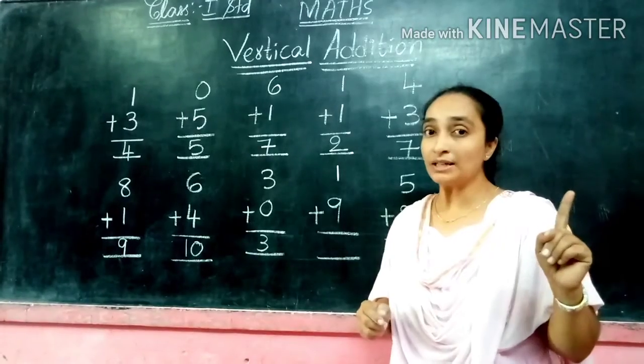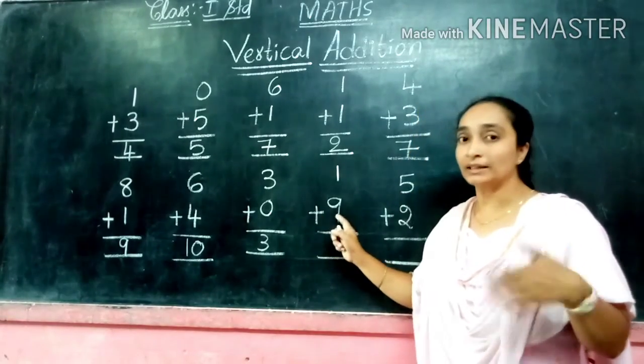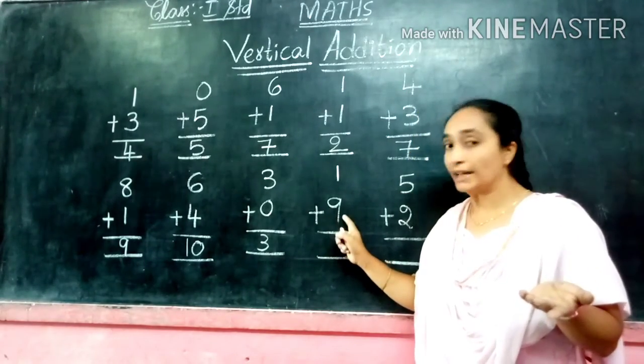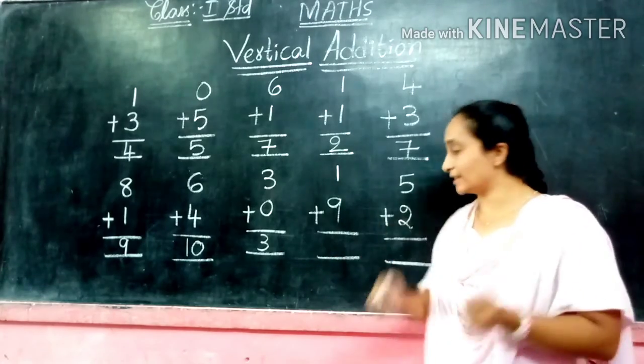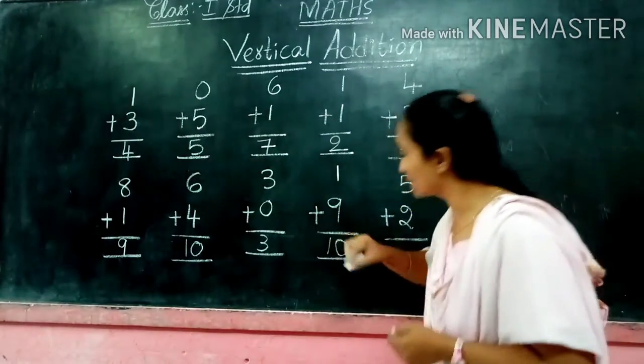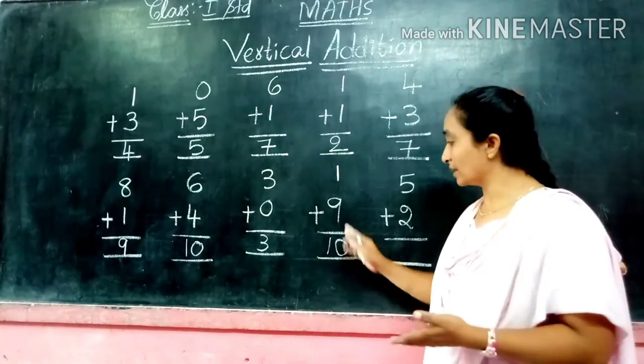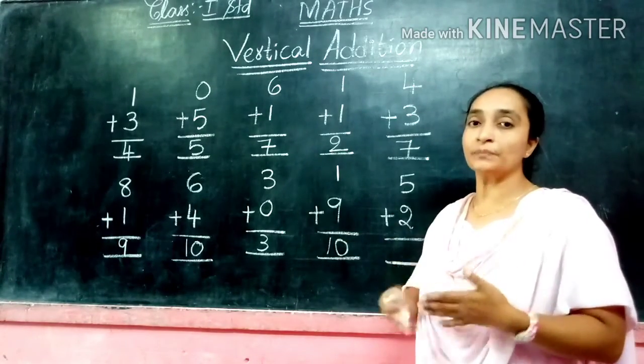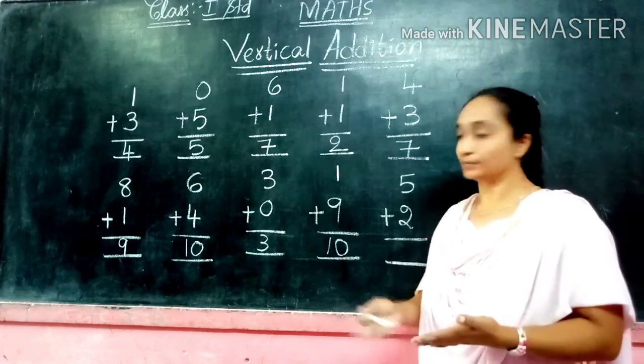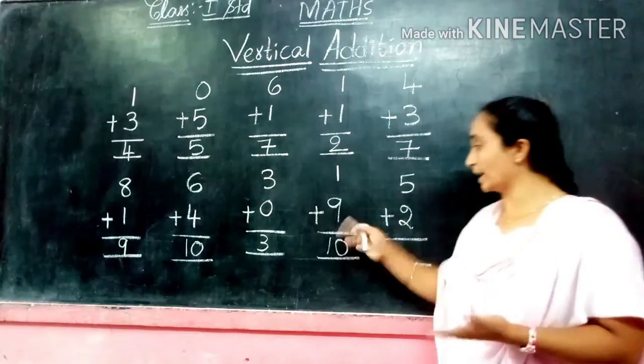So we are adding 1 means the number that comes after 9 is 10. Yes, after 9 comes 10. So we are adding only 1 to that number, which means the answer will be the number that comes after that number. The number that comes after the number only, after 9, 10.